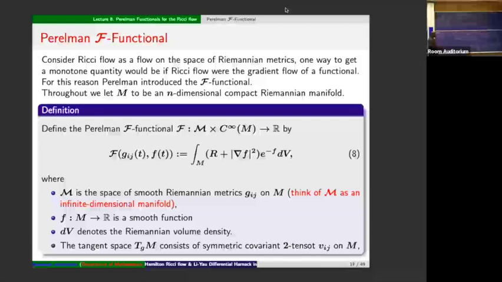Now this is the F functional defined by Perelman. We consider M, an n-dimensional compact Riemannian manifold. Then the F functional is defined as this. Here the script M is the space of Riemannian metrics, composed with a smooth function f. So F is defined as this functional. This is the energy functional that produces a gradient flow, which we call the Ricci flow in this case.